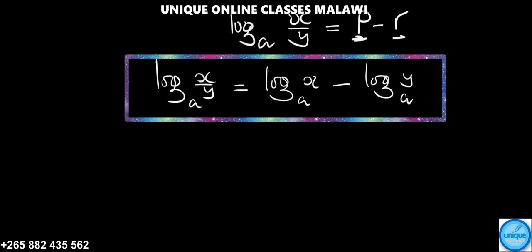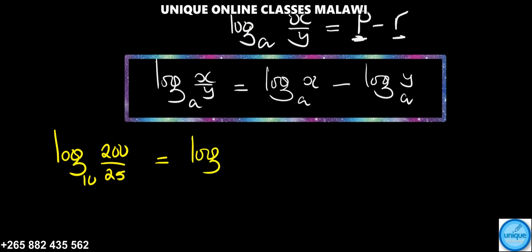Log of 200 divided by 25 base 10. This one we solve by separating it this way: log of 200 base 10 minus log of 25 base 10.